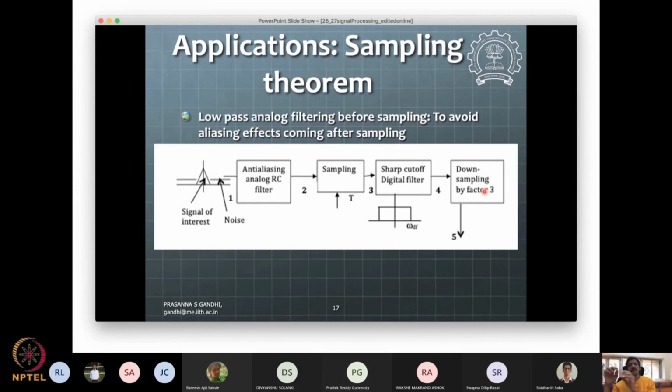Like that you can keep on doing that. So you omit the samples in between. That's how you get a new signal which is downsampled. Why you need downsampling is to save the memory. If you have not downsampled the signal, a lot of samples will be stored in your memory.